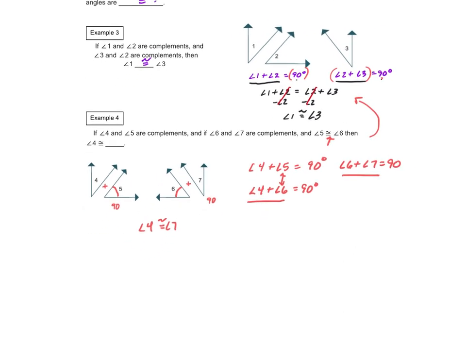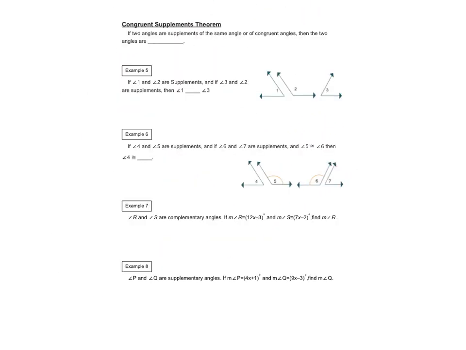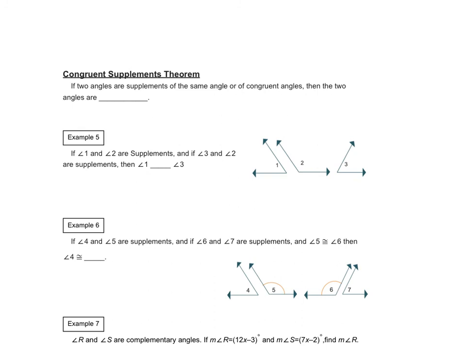So let's see here, moving on. Congruent supplements theorem. Now this is going to be the same thing. If two angles are supplements of the same angle or of congruent angles, then the two angles are going to also be congruent.